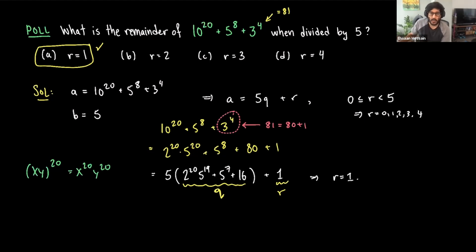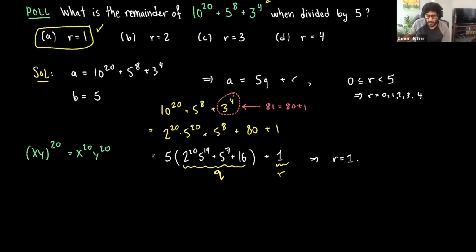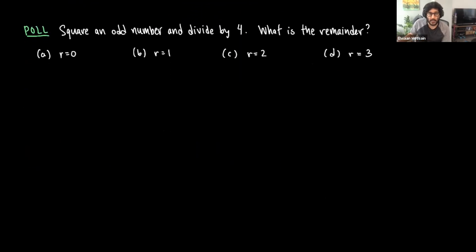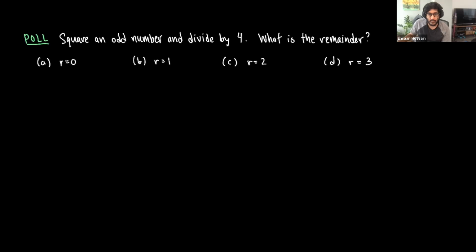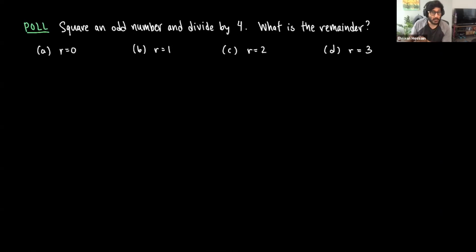Let's go to the next polling question here. One more, similar flavor. So now take any odd number and square it. How can you find the remainder? Looks like overwhelmingly B is the answer, or B is voted.